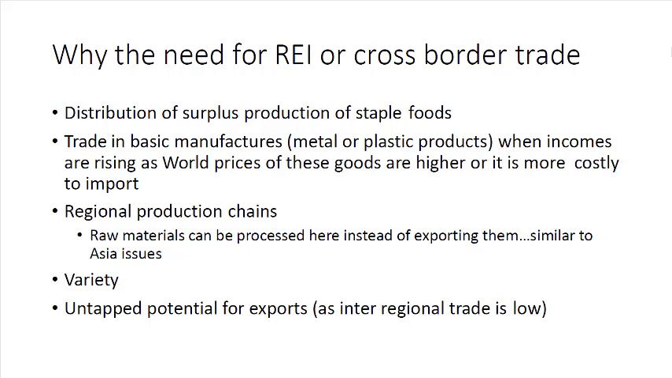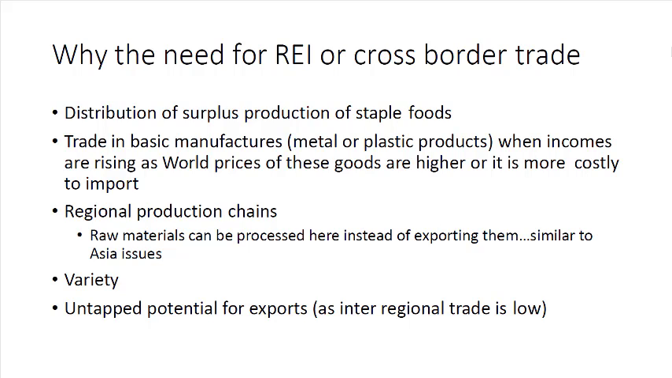Then they also have the idea that you can trade in basic manufactures such as metal and plastic, especially considering that basic manufacturing has increasing costs when you look at importing from the rest of the world. It's very costly to actually import basic manufactures. So if you're able to deal with your neighbor, that should save on costs.